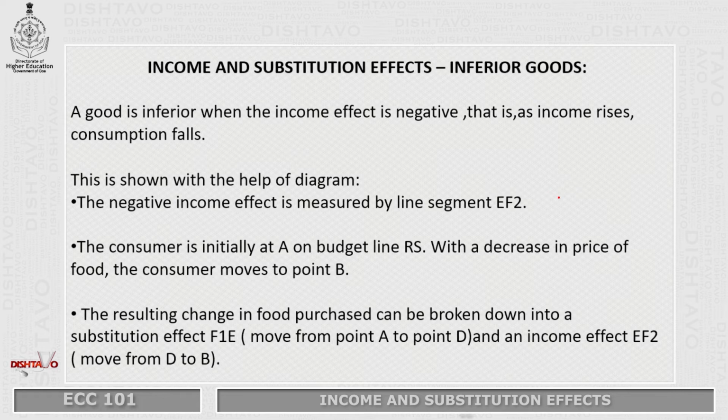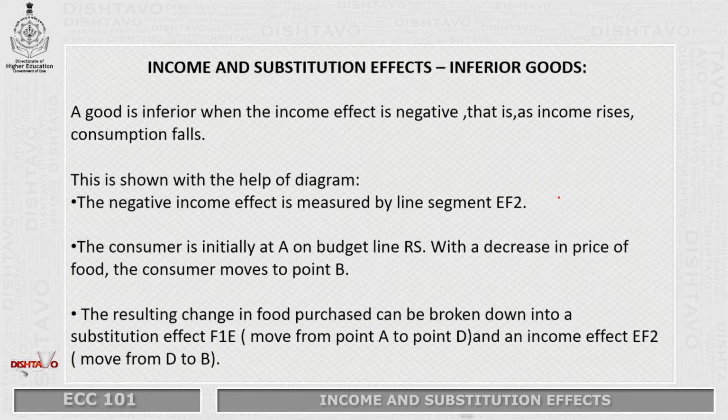Now similar for income and substitution effects for inferior commodities. Now what are inferior commodities? They are basically those goods where as your income increases, you buy less of those goods. That is why you call them inferior goods. Now here you have to keep in mind that the income effect for inferior goods is negative because you are buying less of it as your income is increasing.